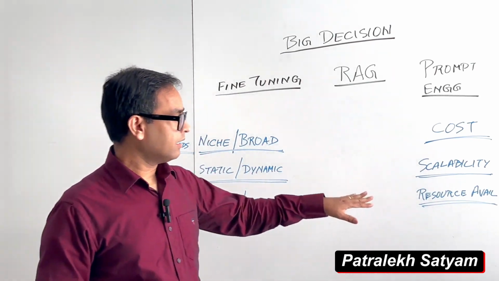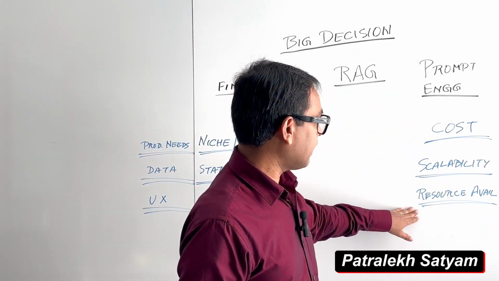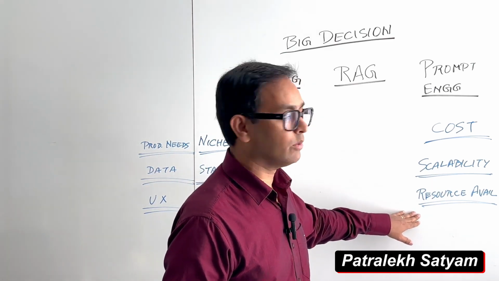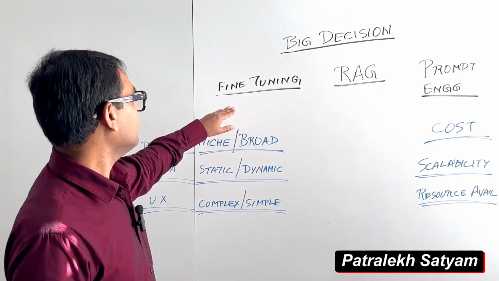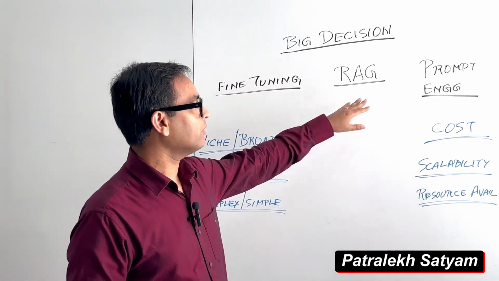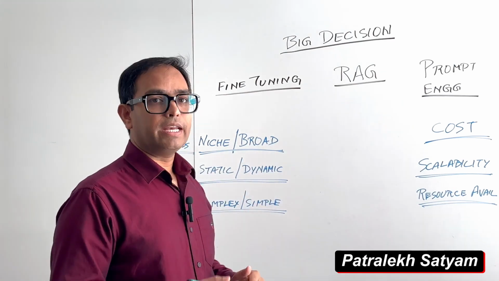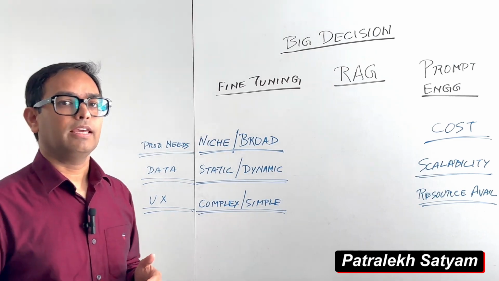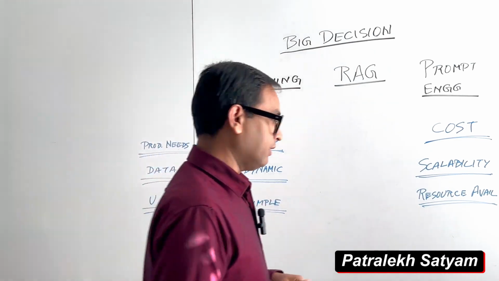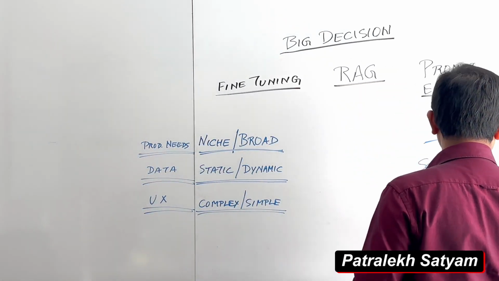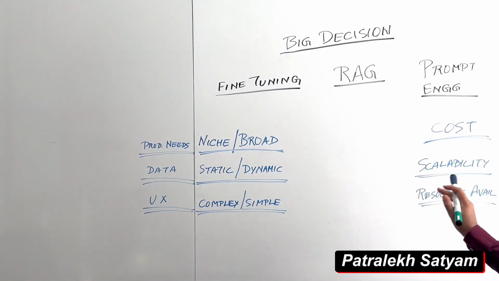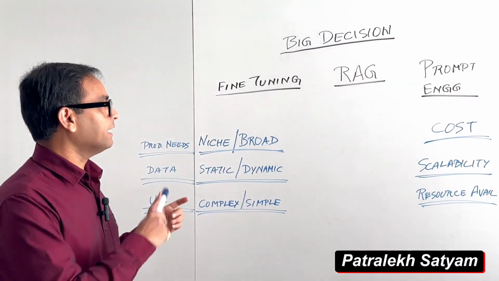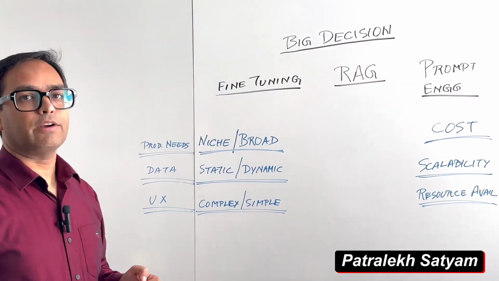Now, this resource availability here has a lot to do with the human intellectual resources, because if you're trying to do fine tuning or RAG or even prompt engineering, you need a very highly specialized skill set, which is not readily available in the market today. So you have to think about whether you have access to that talent pool or not. And that is going to be another very important, crucial factor in deciding what it is that we are going to use.